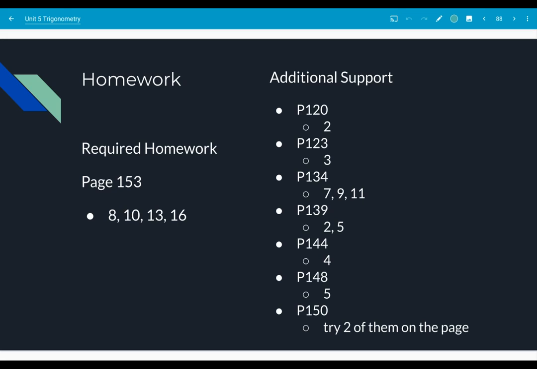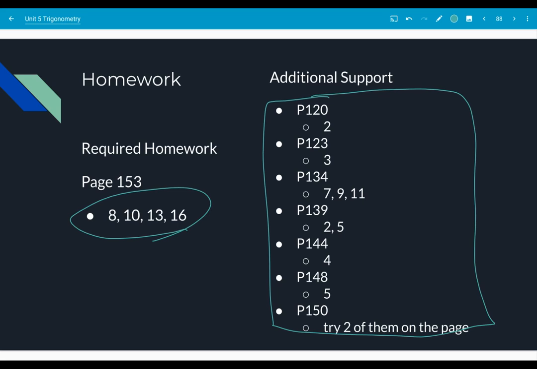Again, here's another reminder of your homework. We've got these here. If you're struggling with any of the material for this unit, check out the additional support problems. That's what they're there for. The other place that's available to you is AICE.